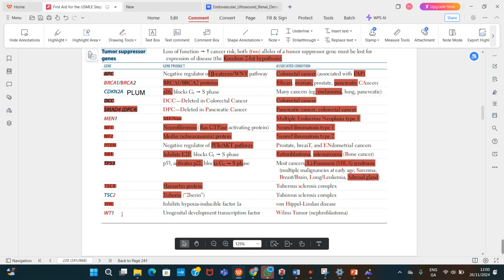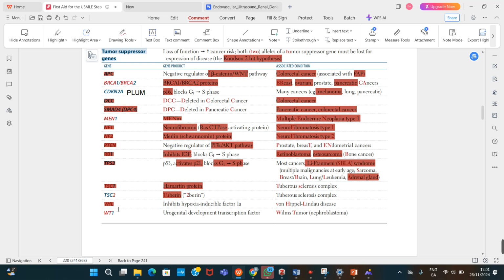So what is peculiar to von Hippel-Lindau disease? How do they present? They present with hemangiomas, renal cell carcinoma, pheochromocytoma, and hemangioblastoma of the retina, the cerebellum, the spine, and so on. Renal cell carcinoma.